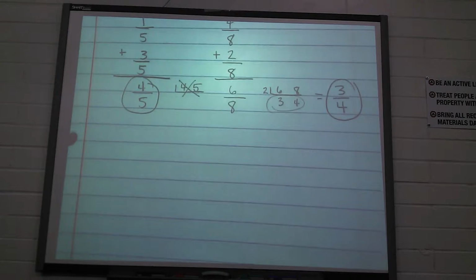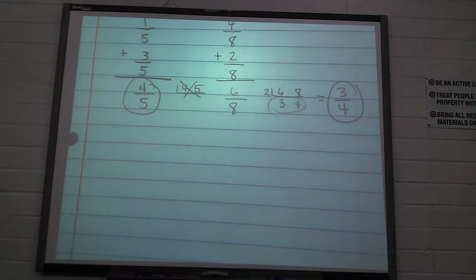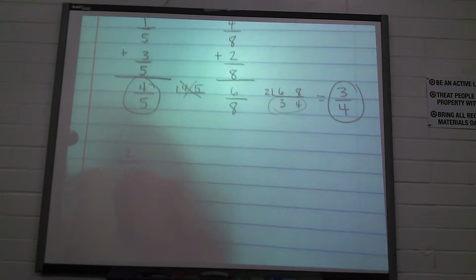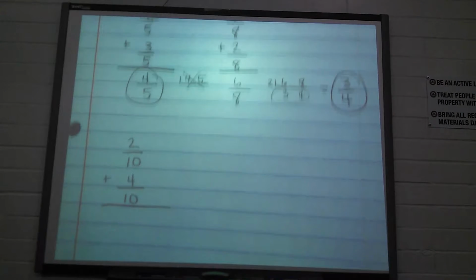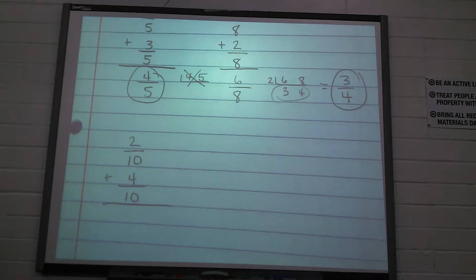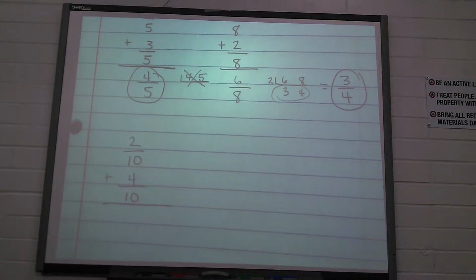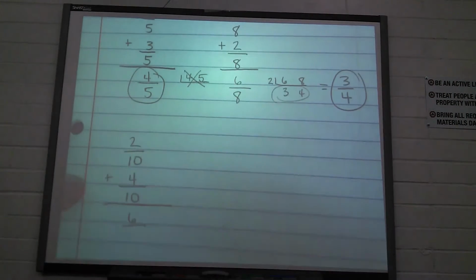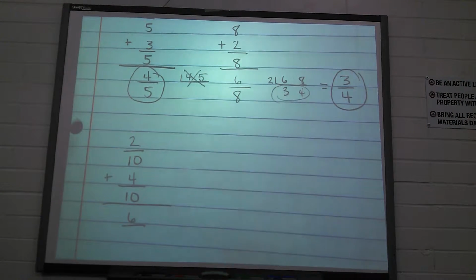Let's do another example. 2/10 plus 4/10. Okay, first question I need to ask is, are my denominators both the same? In this case, yep, they are both the same. They are 10. So now I can start with my numerators. 2 plus 4, once again, is 6. That hasn't changed from our last problem. And our denominator is now 10.